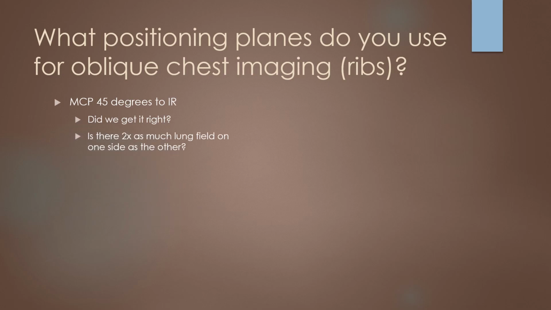We know that if we got it right, there should be 2 times as much lung field on one side as the other. If we got it wrong, it's going to look more like a lateral chest. If we've over-rotated it, if we under-rotated it, it's going to be more like a PA chest. The mid-coronal plane has no tilt to the IR. This would mean that basically the long axis of the body is in line with the long axis of the image receptor. The heart and the lungs should demonstrate no foreshortening.